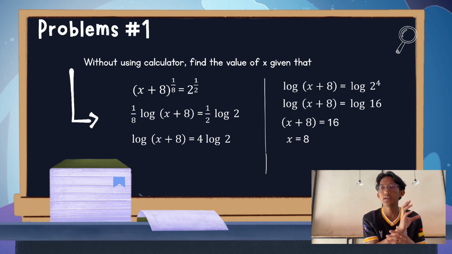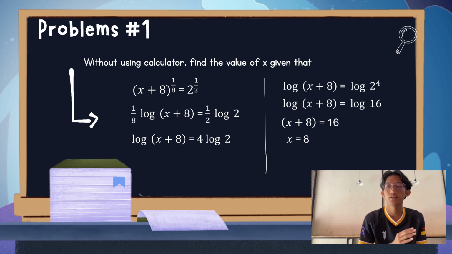The 1/8 we can put on the right side, and it will be 8/2, which is 4. So we get log (x plus 8) equals 4 log 2. So we put the 4 to the power of 2, so 2 to the power of 4, and we will get log (x plus 8) equals log 16. So we cancel the log on both sides. We will get x plus 8 equals 16. Lastly, we will get x equals 8.